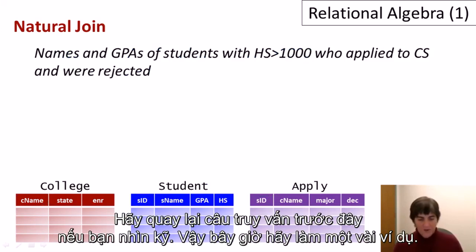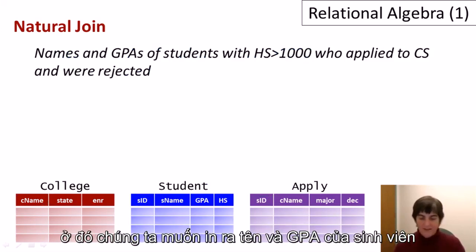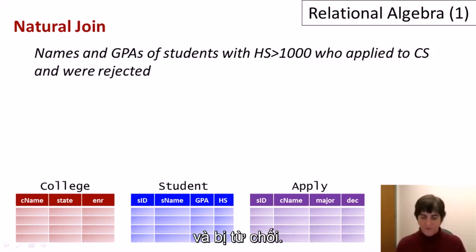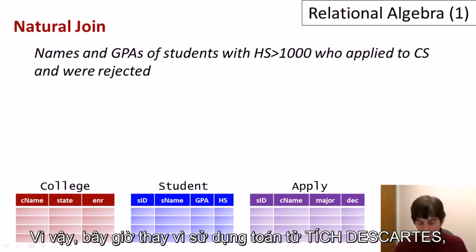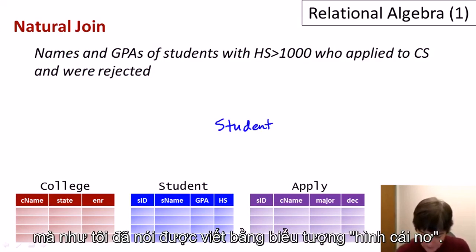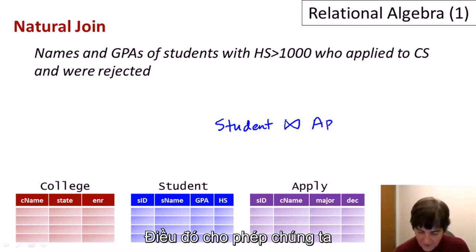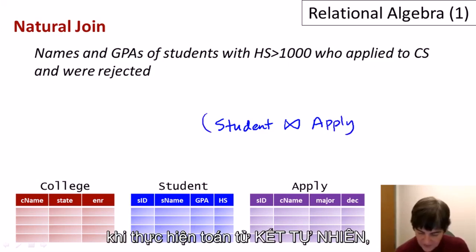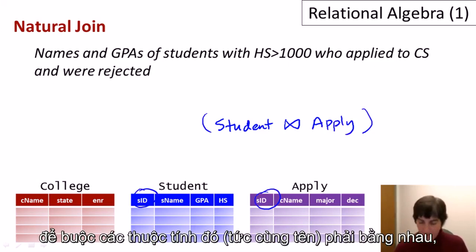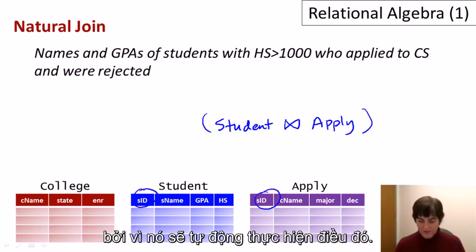Let's go back to our same query where we were finding the names and GPAs of students from large high schools who applied to CS and were rejected. So now, instead of using the cross product, we're going to use the natural join, which, as I said, was written with a bow tie. What that allows us to do once we do that natural join is we don't have to write that condition that enforced equality on those two attributes because it's going to do it itself.